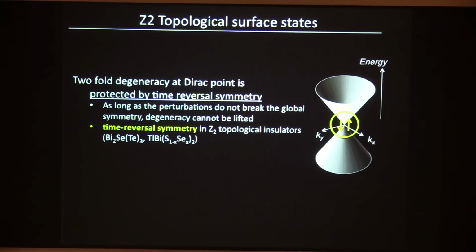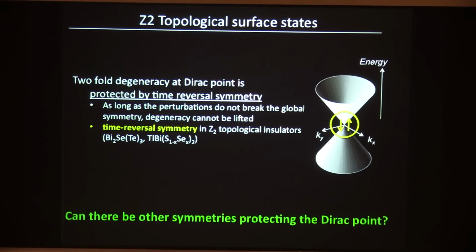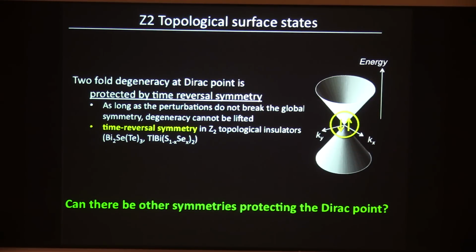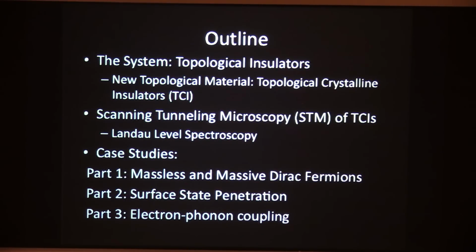And if you do break time reversal symmetry, then you will get a gap. And at low energies, the spectrum will look like the spectrum I drew earlier, which is a gapped Dirac spectrum. Okay, now you can ask the question, are there symmetries other than time reversal symmetry that can protect the Dirac node? And the answer, as you heard this morning, is of course yes. You could have other symmetries. And today I'm going to be talking about a particular system in which reflection symmetry is responsible for protecting the Dirac node.